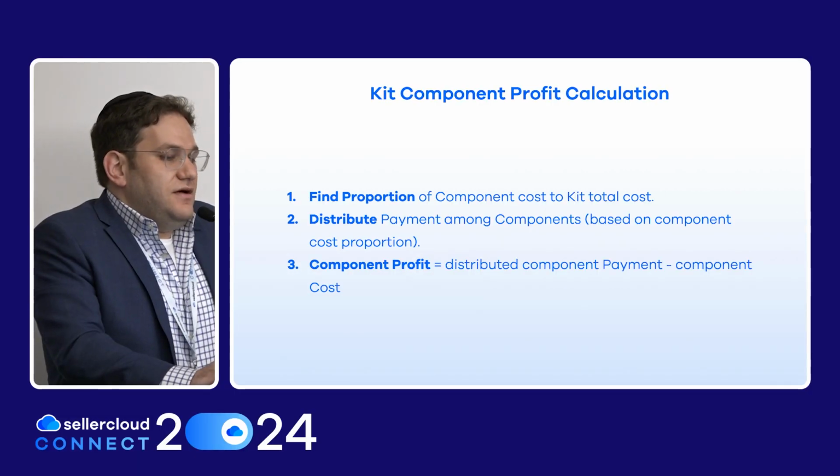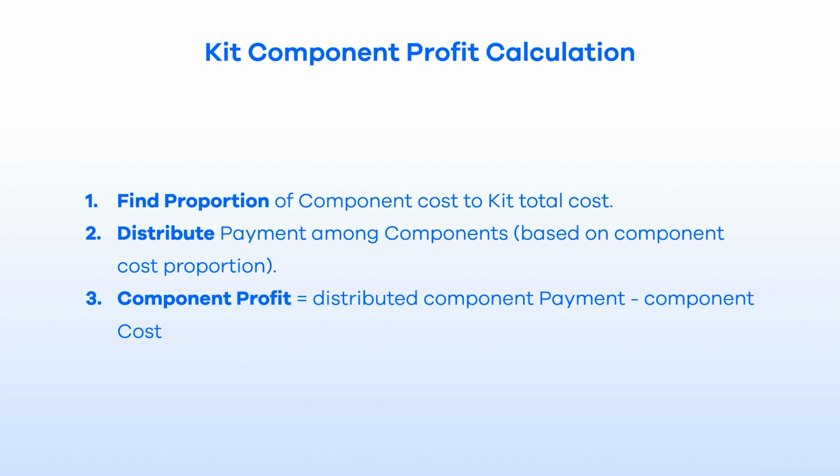So the process is that we find the proportion of the component cost to the kit total cost. And then we distribute the payment among the components based on the component cost proportion.